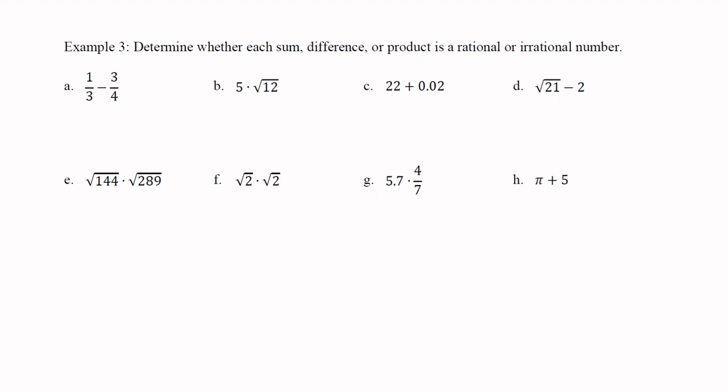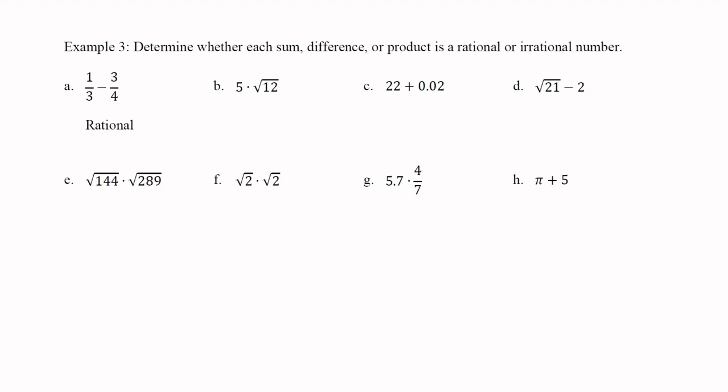Okay, so for example, with A here, we could rewrite 1/3 minus 3/4 as 1/3 plus negative 3/4. Okay, so in this example, both of these numbers are rational. And when you add, or in this case subtract, two rational numbers, you're going to get a rational number as a result.